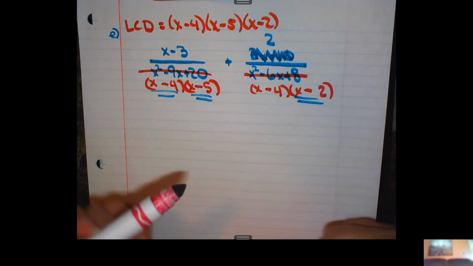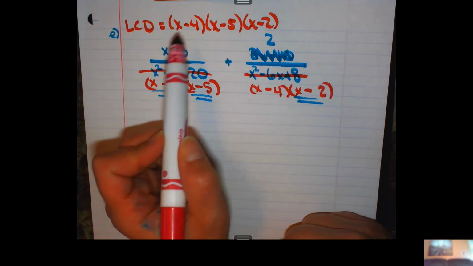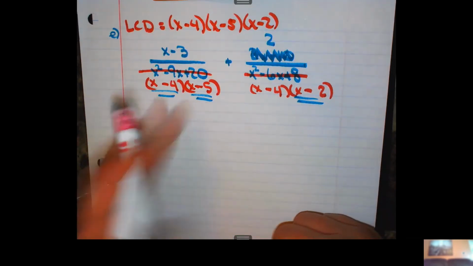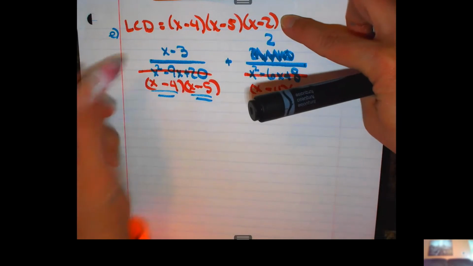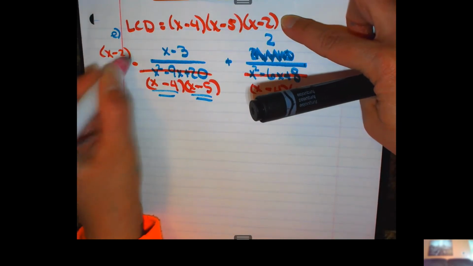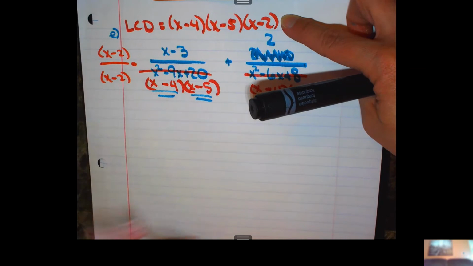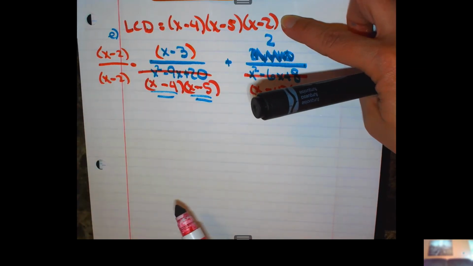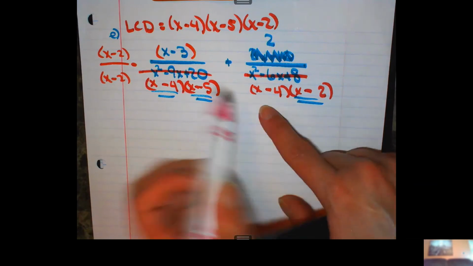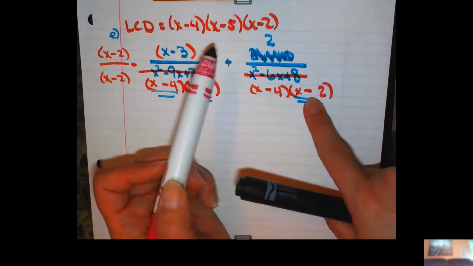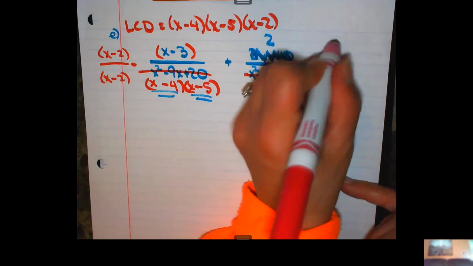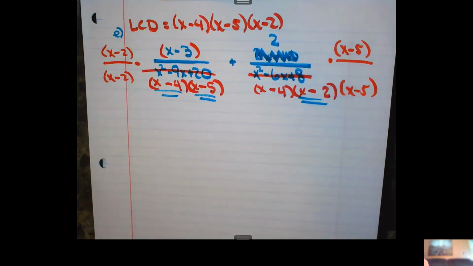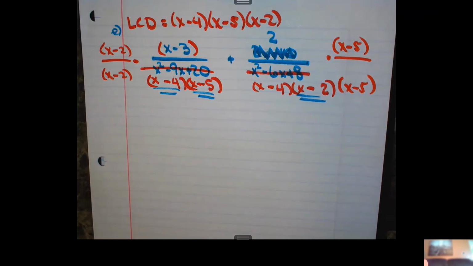So we are going to multiply the top and bottom of each fraction by what we're missing. So if you look at this first fraction, we have the x minus 4 and x minus 5, but we're missing the x minus 2. So on top and bottom, I'm going to multiply by x minus 2, and I'm putting it in parentheses along with the top. Now I go over to this one. Well, in my LCD, I am missing on the bottom x minus 5. So I'm going to multiply the top and bottom by x minus 5. That will now give us our LCD that we want.